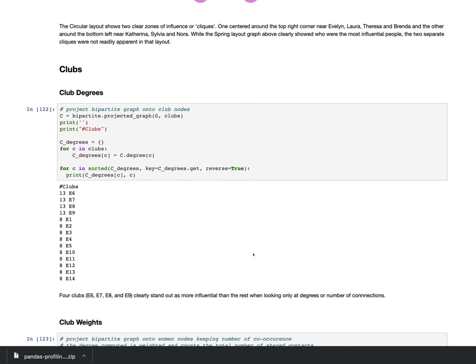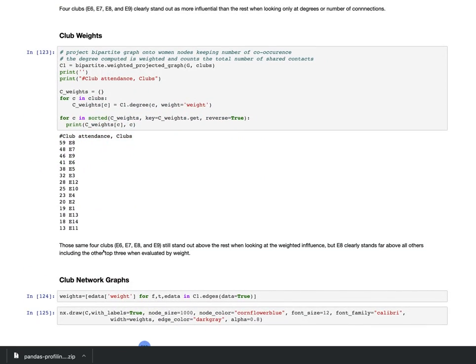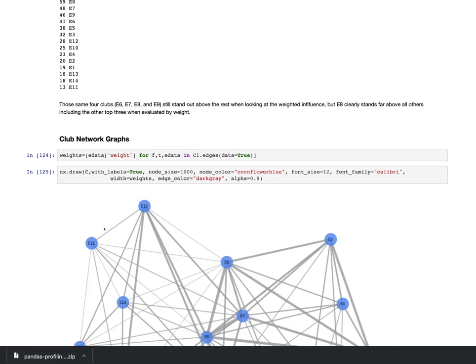Then we did the same thing for the clubs. The degrees, there's really only 8 or 13, so we clearly have these 4 that are more connected than the rest of the clubs. But again, once we analyze the weights, there's clearly one club, E8, that's much more influential than any of the others. But again, they're pretty well evenly spread out over the range from 59 down to 13.